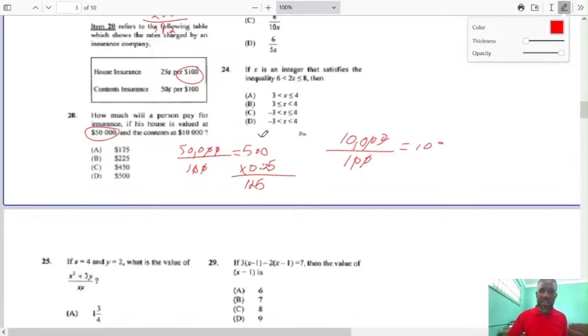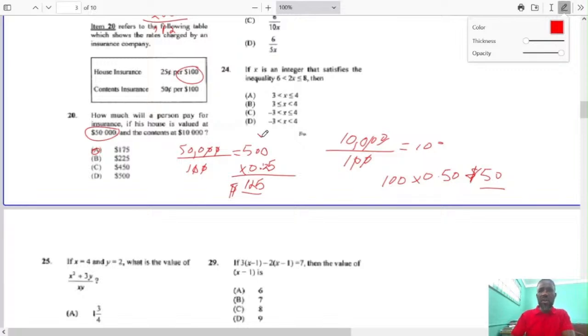So 50 cents. So now we're going to say 100 multiplied by 0.50, and so we know that that is going to be equal to $50. So therefore for the insurance for the content we pay $50, and for the insurance for the house we pay $125. So if I add this plus this, I am going to get 175. So therefore our answer here is A.